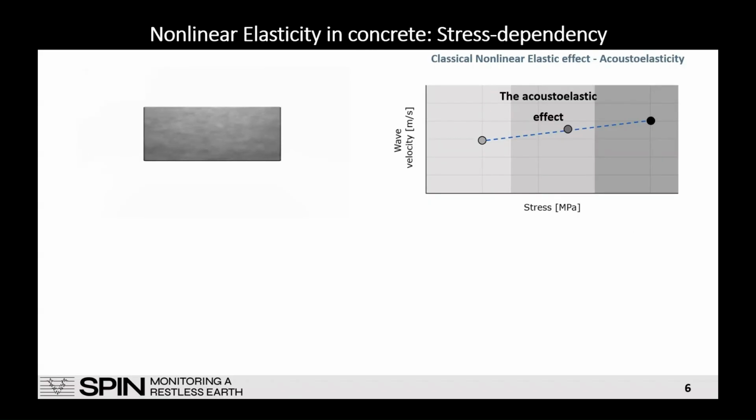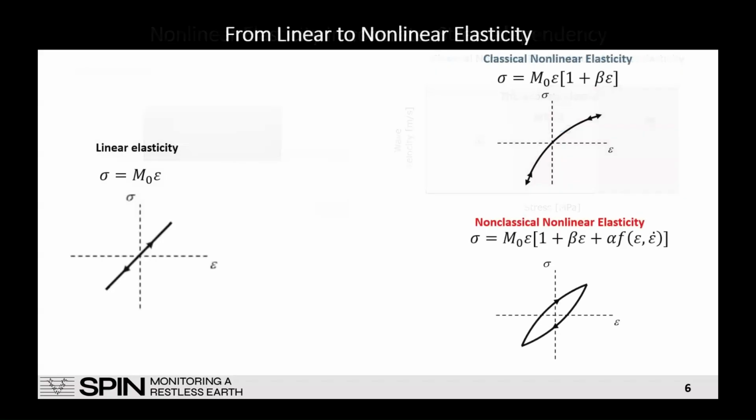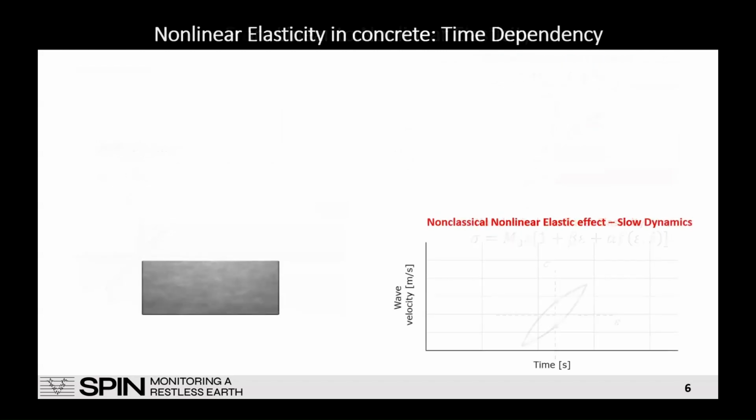As you can observe, this effect tends to be linear as a function of the stress. And one typical example, well, typical to some extent, of this time dependency, also called non-classical nonlinear elasticity, is the so-called slow dynamics effect. Slow dynamics is essentially the degradation that the elastic properties of the material suffer after the action of an external perturbation, and the subsequent auto-healing process that happens through time.